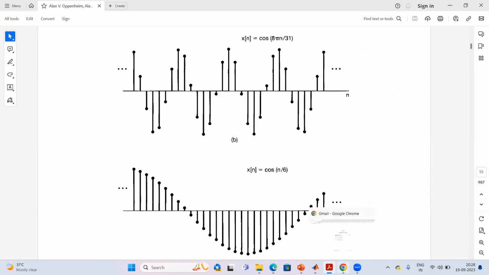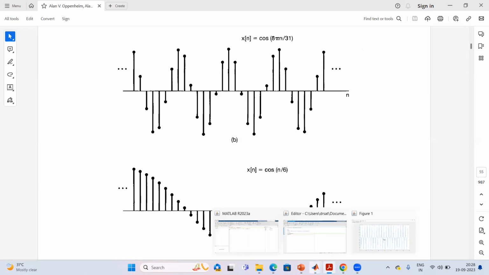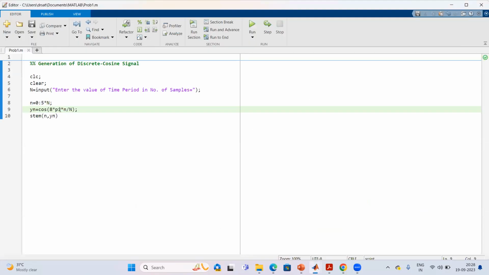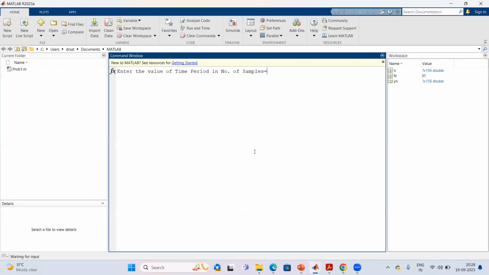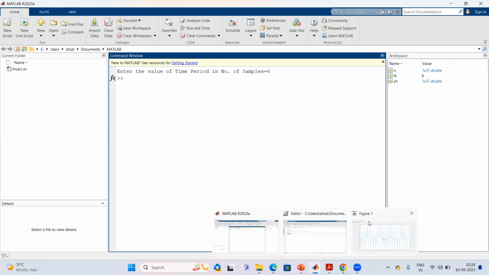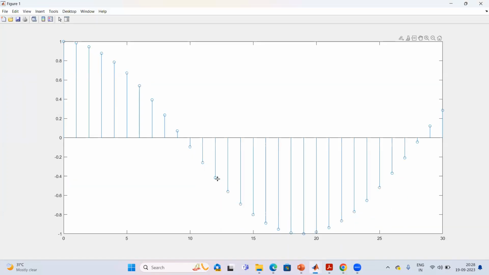You can also plot it here. Let me plot this signal. If we take cos n by 6, let me just remove this one, and keep this as n by 6. We just have to execute it. Here you can see this is the waveform, but you have to be very sure that this particular waveform is a non-periodic cosine signal. Remember, it is a non-periodic signal. It does not have any periodicity. That you have to be sure.